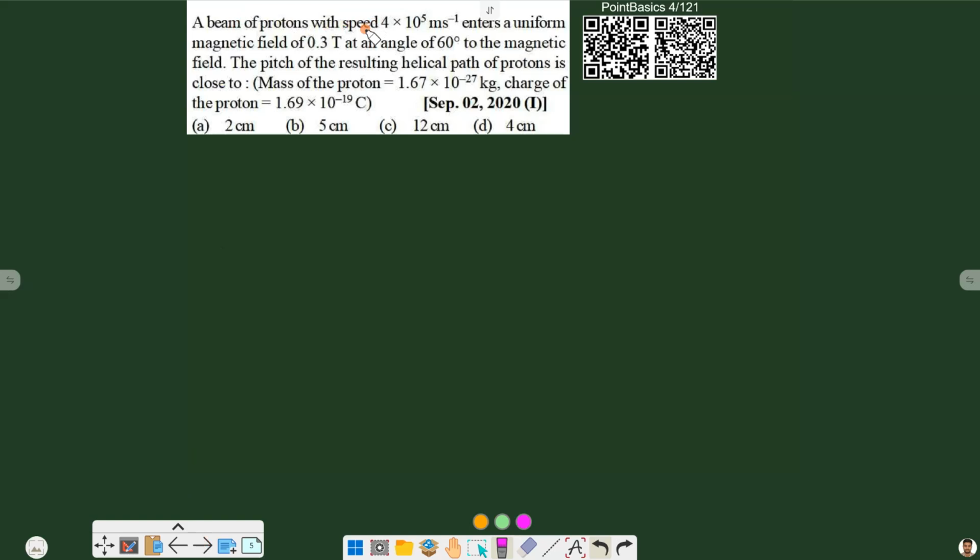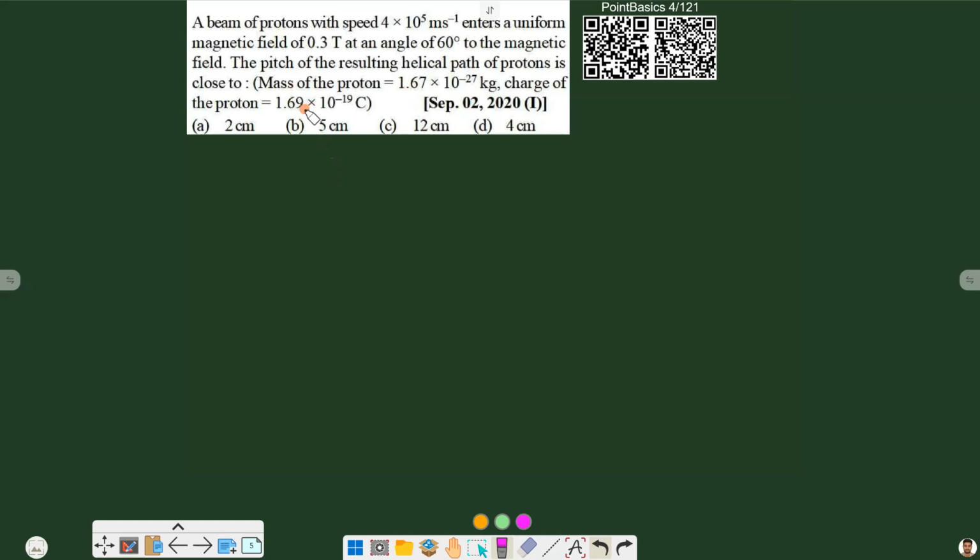A beam of protons with speed enters a uniform magnetic field of value 0.3 Tesla at an angle of 60 degrees to the magnetic field. The pitch of the resulting helical path of the proton is close to. So we have to find the pitch.